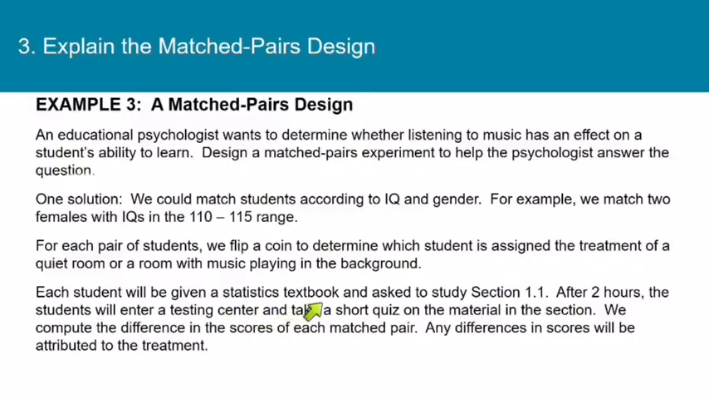Each student will be given a statistics textbook and asked to study section 1.1, and after 2 hours the students will enter a testing center, take a short quiz on the material, and then we'll compute the difference in scores of each matched pair. Any differences in scores will be attributed to the treatment. Now, is it still possible that one student's good at courses like statistics and the other one's not? Of course it is. But that's why we can't just do it on one pair of students. That's why we need to do as many pairs as we can.